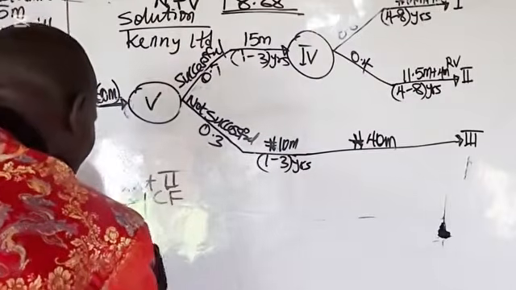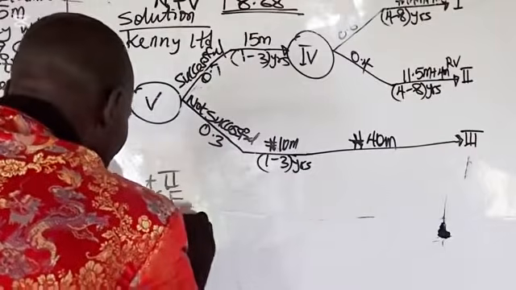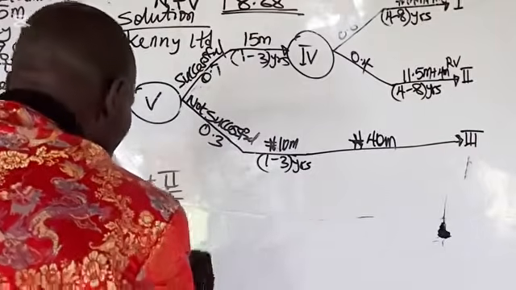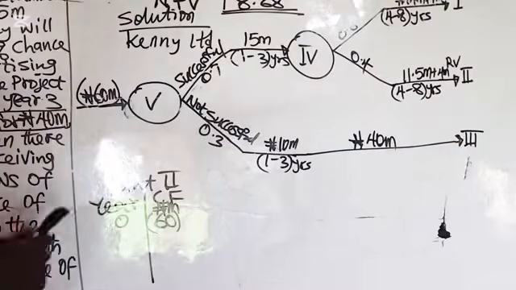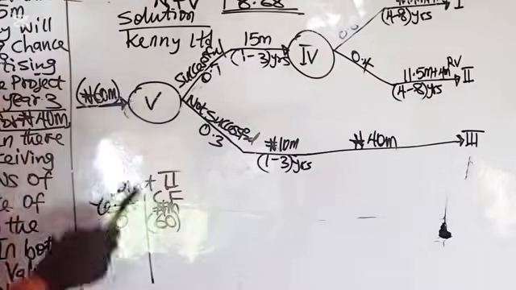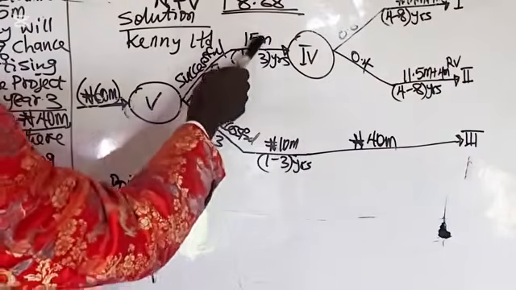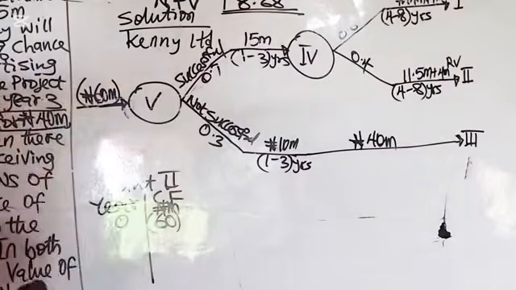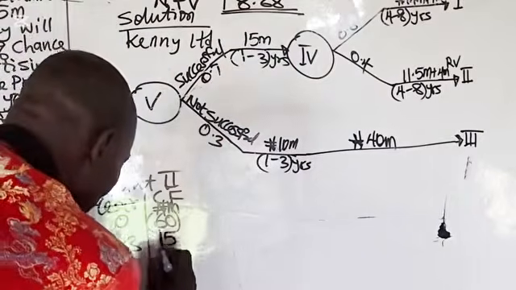Year 0, you have your outlay of 60 million. You are traveling to this point, so when you go like this, you will have to read this place. Year 1 to 3, 15 million.